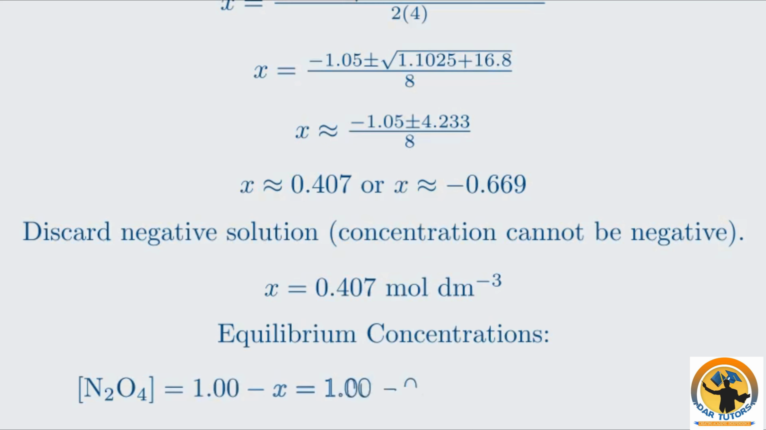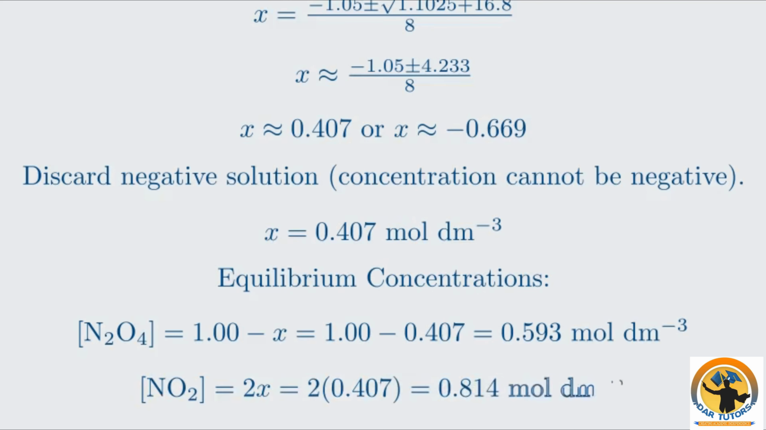Plugging this back into our ICE table expressions, we find the equilibrium concentration of N2O4 is 0.593 mol dm^-3, and the equilibrium concentration of NO2 is 0.814 mol dm^-3. Solving quadratic equations is a necessary skill for HL chemistry, as not all equilibrium problems are simplifiable by taking the square root. Mastering the ICE table method is key to success.